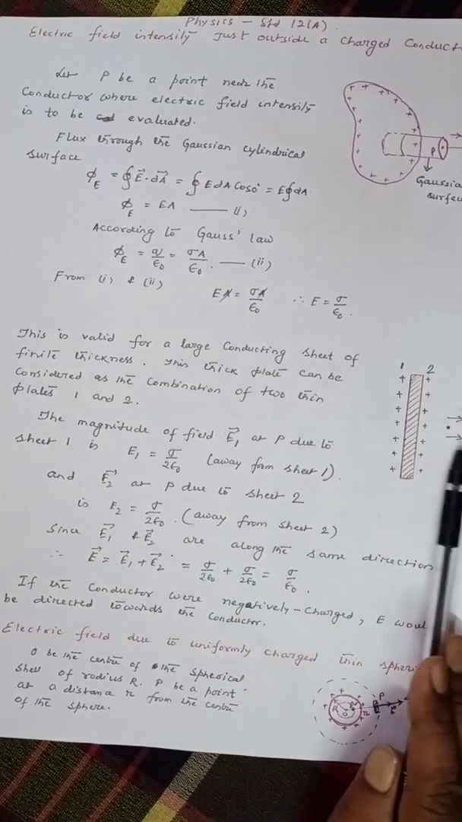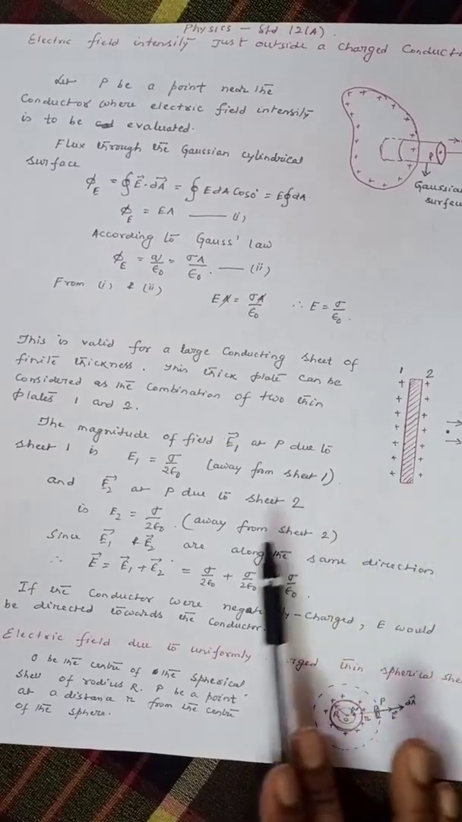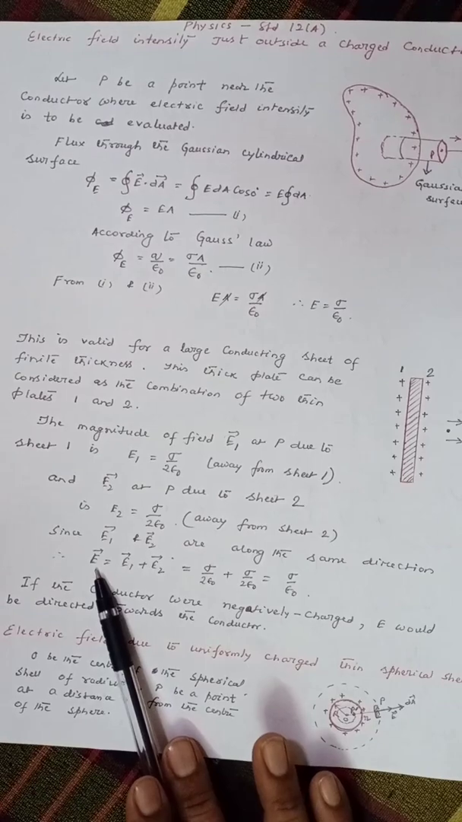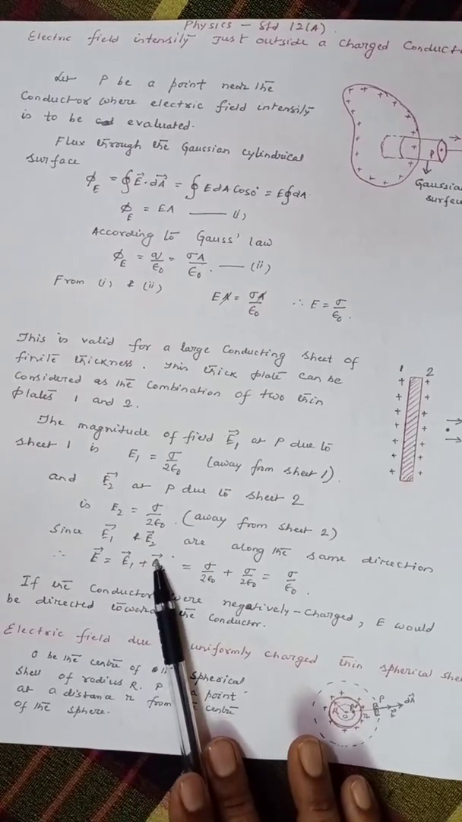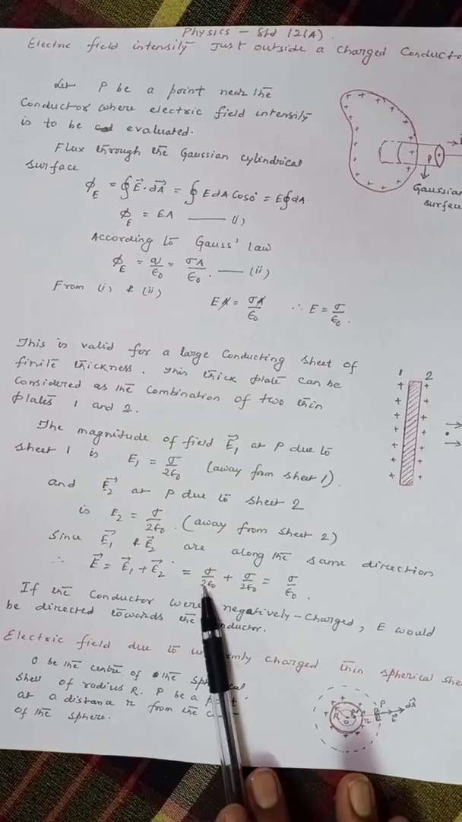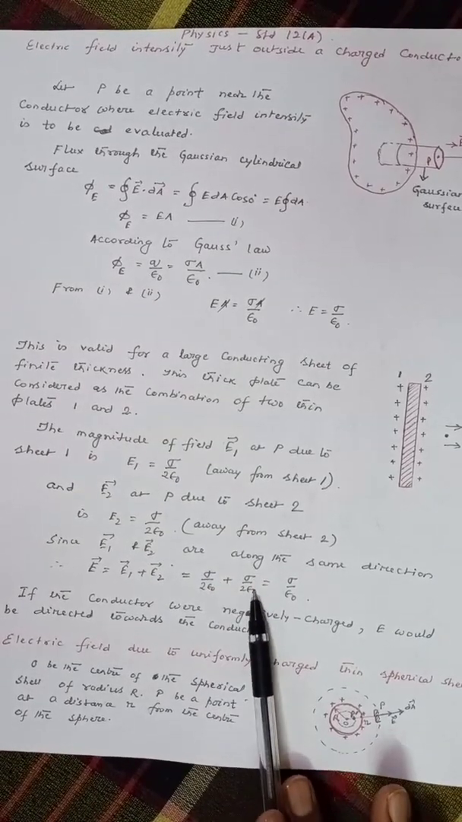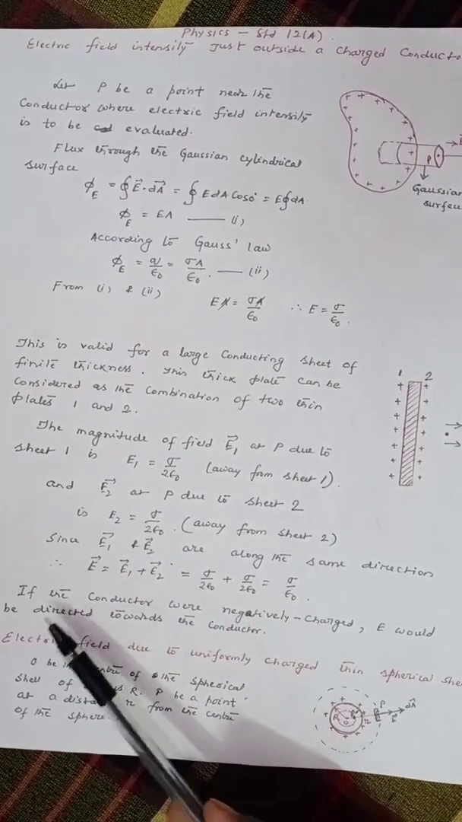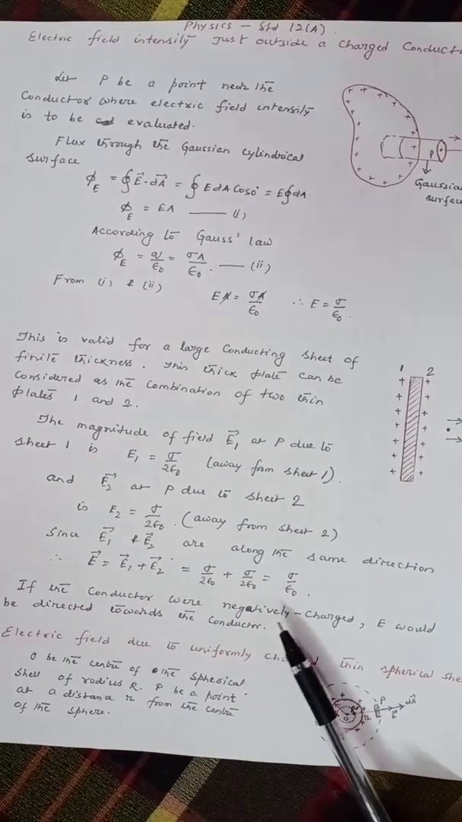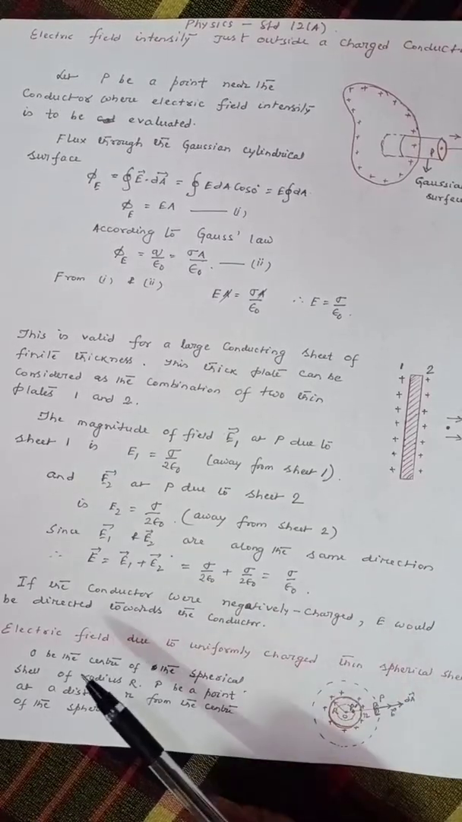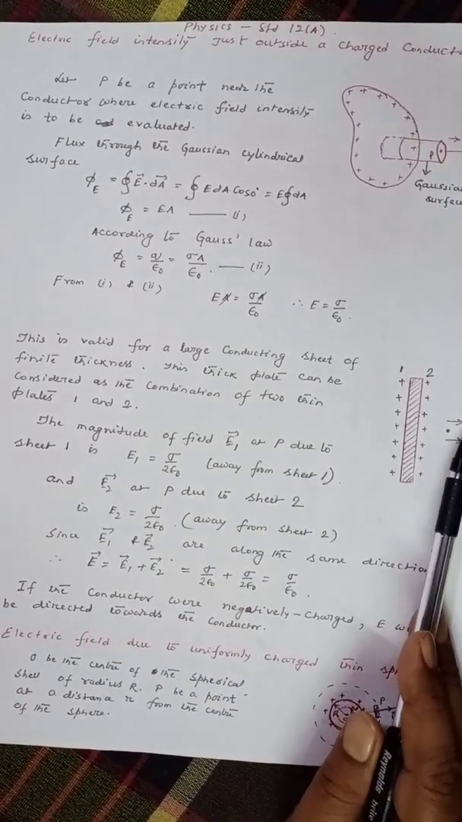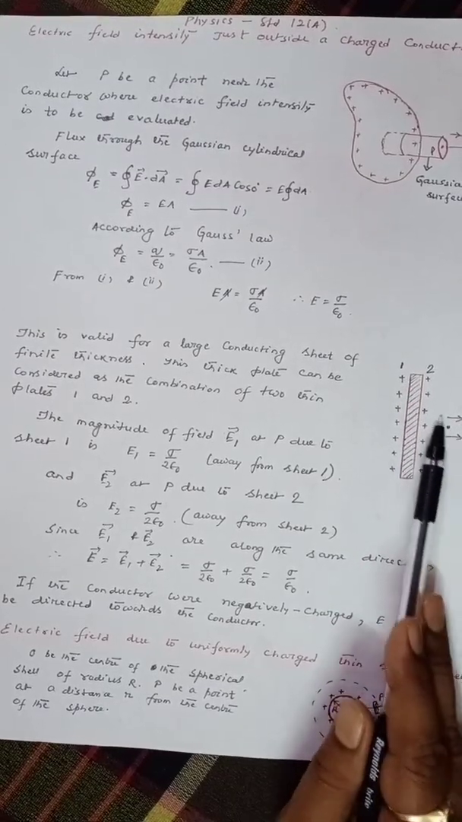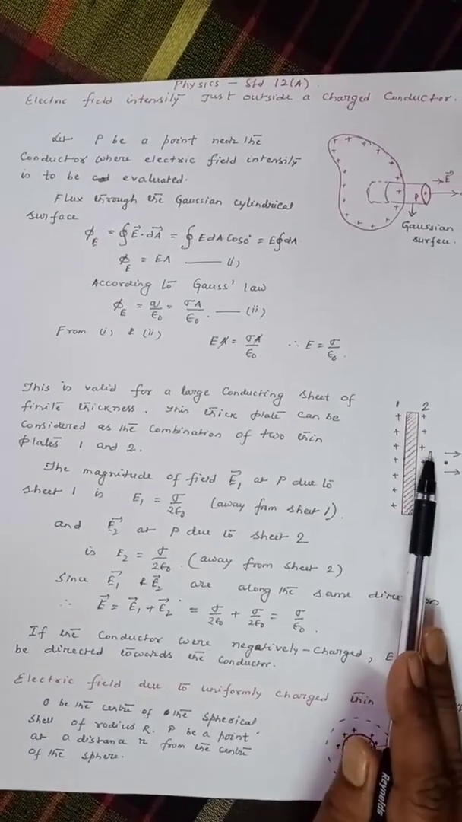Since the direction of both the intensities is the same, the resultant intensity at the required point is given by E equals E1 plus E2. Adding, we get sigma by 2 epsilon naught plus sigma by 2 epsilon naught. The result is sigma by epsilon naught. If the conductor were negatively charged, E would be directed towards the conductor, because in that case the charges will be negative and E1 and E2 will reverse their direction.